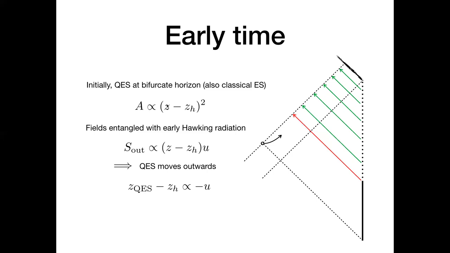Now, once I add the correction from the entropy of the bulk fields, the fields near this point are going to be entangled with the Hawking radiation that's escaped at early times. So in particular, it means the entropy of matter outside this quantum extremal surface is going to behave roughly linearly with the distance if I move this surface.